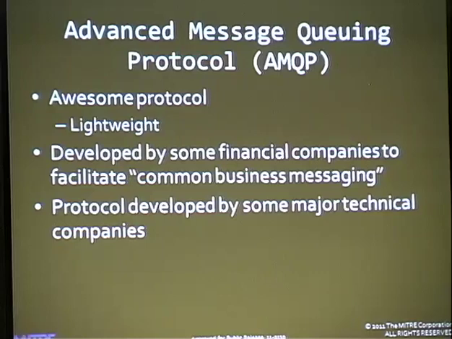But Bank of America, Barclays, Goldman Sachs, JP Morgan, big financial companies who do a lot of transactions at the same time with all these different crazy routing rules, wanted to develop this protocol so they could all talk to each other, kind of the same thing we're doing, without having to reprogram everything every time somebody wanted to make a little change. And then the protocol was developed by Cisco, Microsoft, Novell, VMware, some pretty heavy hitters in the technical field.